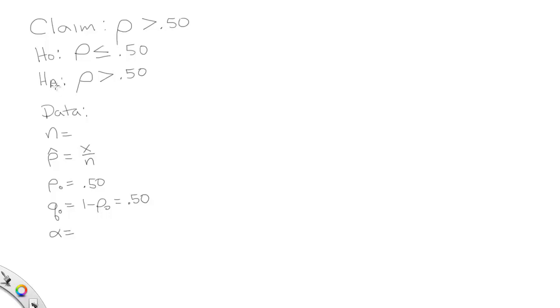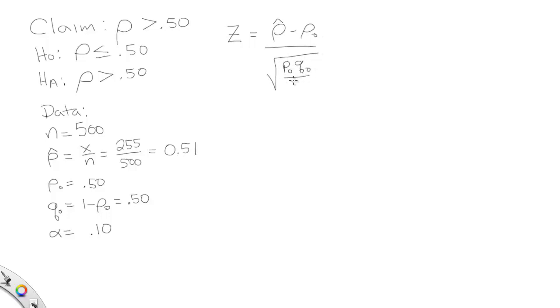So starting with the idea related to N, it's 500. And X here was 255, while N was 500. And if you divide those two values, you get 0.51. All right, and then alpha, they say, is 10%. So there it is, 0.10. If you take that data then and use it in the test stat formula, you'll get a z test stat formula. Remember, the formula is p hat minus p naught divided by the square root of p naught times q naught over n. So our p hat here is 0.51 minus 0.50 divided by square root of 0.50 times 0.50 divided by n, which is 500.